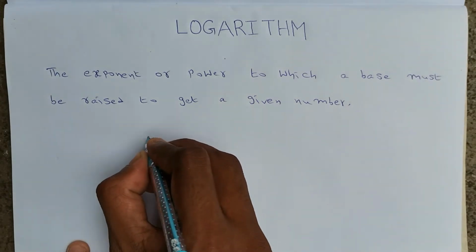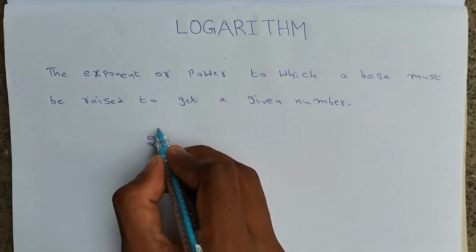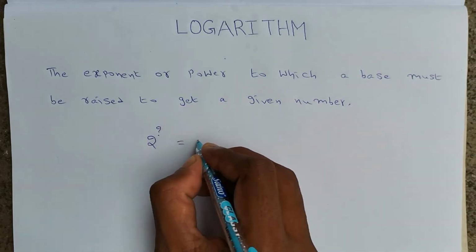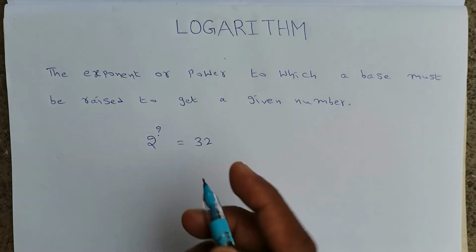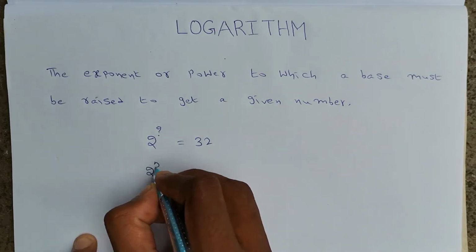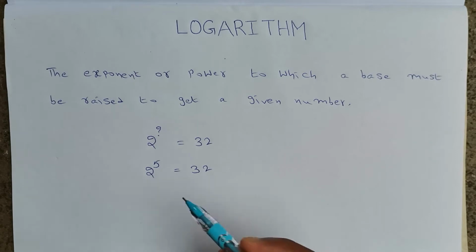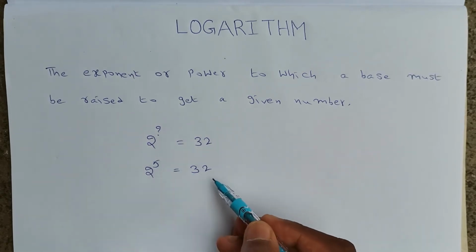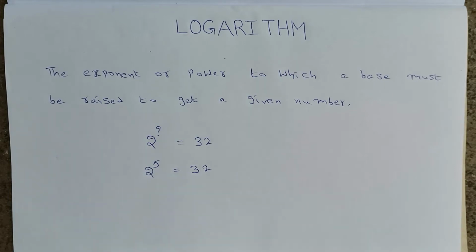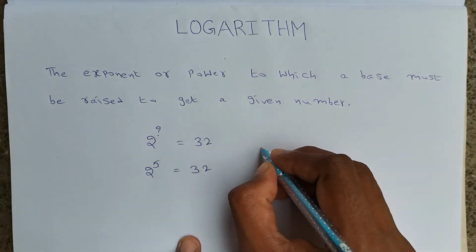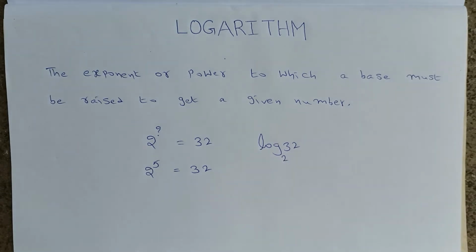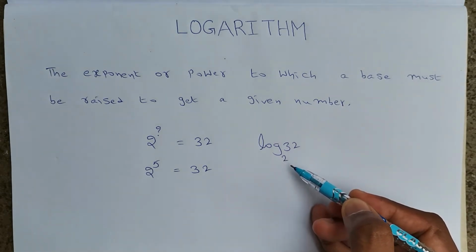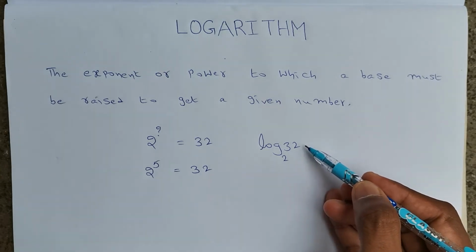For example, we have a number 2. What should be the power of 2 so that the answer is 32? We will solve this by the concept of logarithm. So here we know 2 power 5 is equal to 32. 2 should be raised to the power 5, so we will get the answer 32. So this we will solve like this: log 32 base 2. It means 2 should be raised to which power so that our answer is 32.